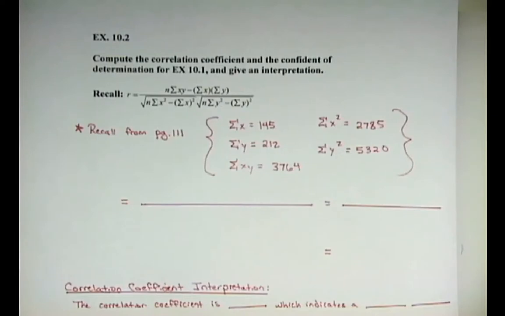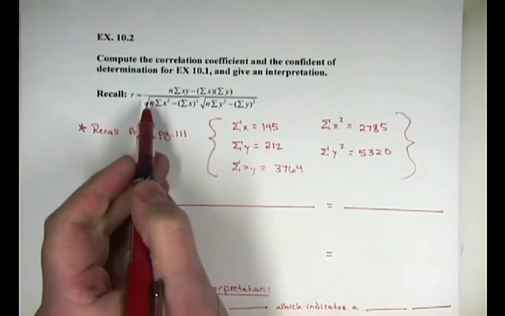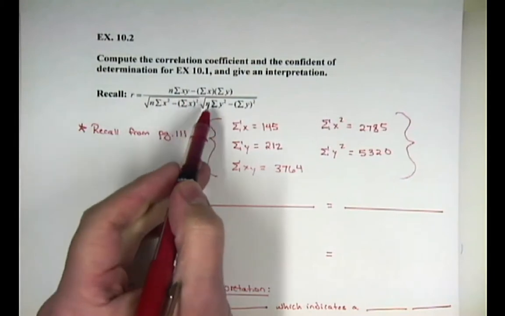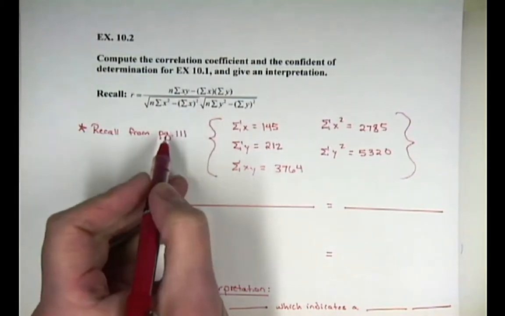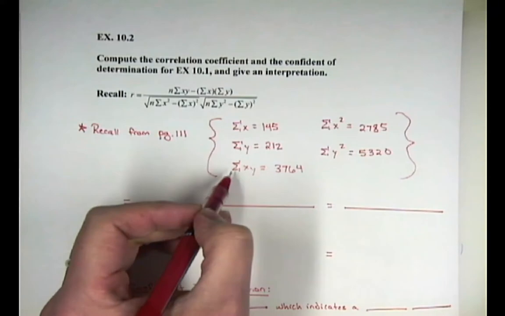Alright students, so this is on page 112 of the notes, and this is example 10.2. We want to compute the correlation coefficient and the coefficient of determination from example 10.1 and give its interpretation. Now Pearson's correlation coefficient has this formula. And it looks complicated, but if we recall, we already found these things from before.